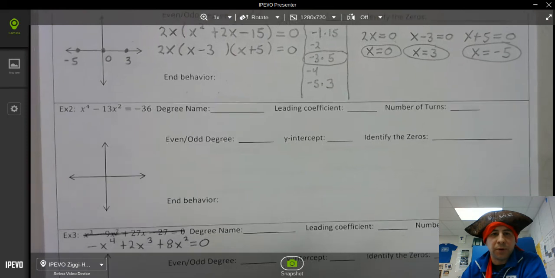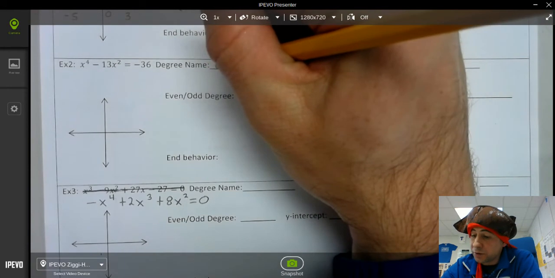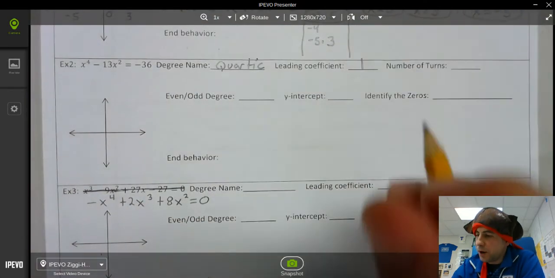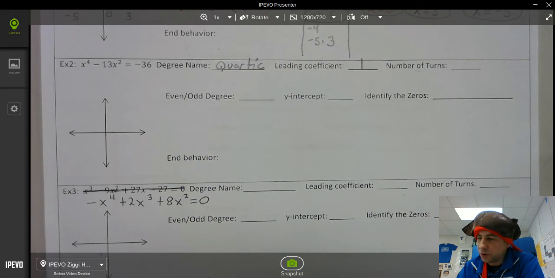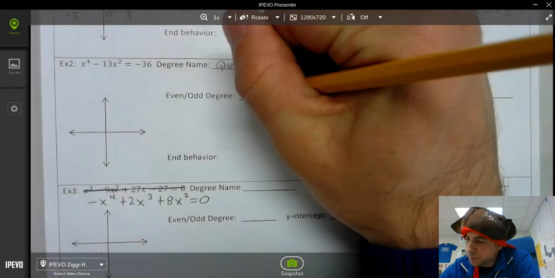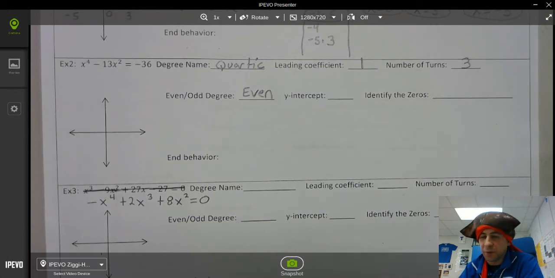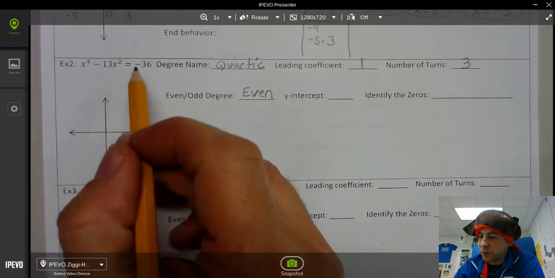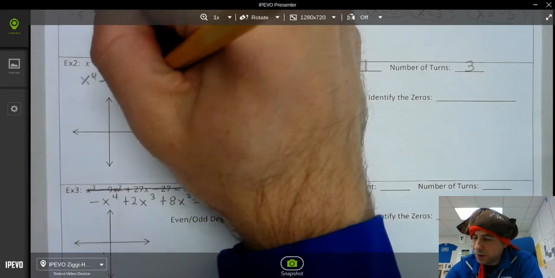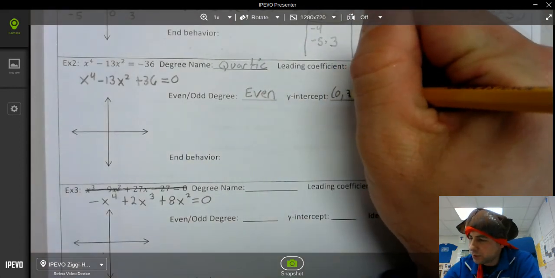All right, now let's look at example number 2. The degree name is 4, it's x to the 4, so it's quartic. The leading coefficient is 1. The number of turns is 1 less than the degree, so that's 3. It is even. Now the y-intercept is the constant, but we need everything on one side first, so we're going to add 36 to both sides, so you get x to the 4th minus 13x squared plus 36 equals 0. So our constant is 36, so our y-intercept is (0, 36).